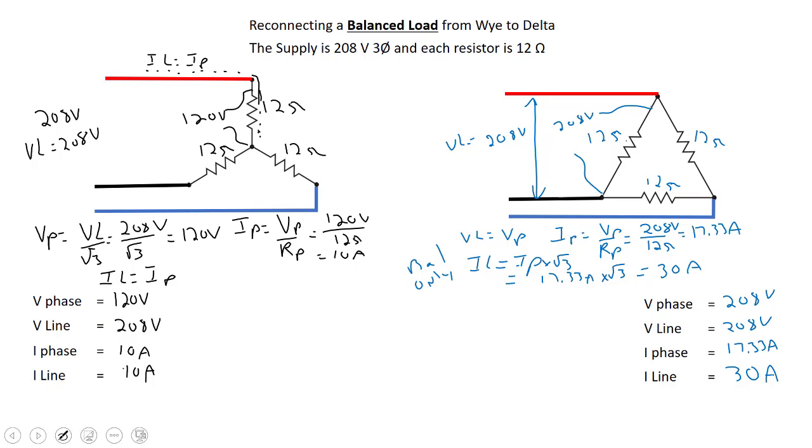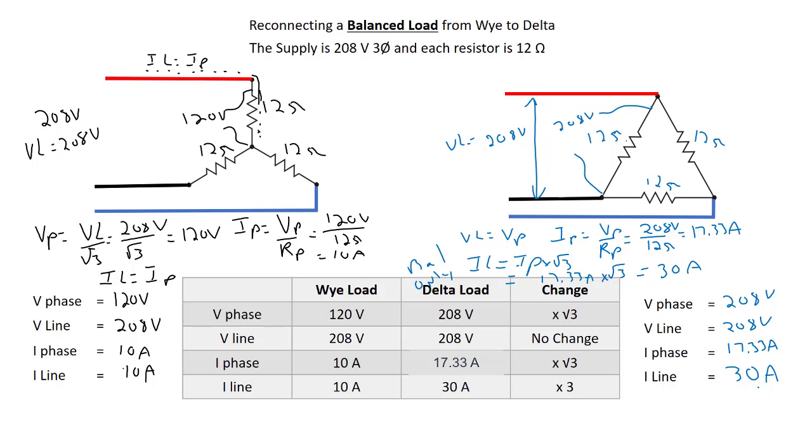Okay, so I'm going to put these all on a chart so we can see them side by side and look at what the difference is. For the phase voltage, the Y load had 120 volts in the phase, but the delta had a 208 volt phase voltage. So we see the difference in phase voltage. It's root 3 higher in delta than it is in Y. The line voltages are the same. That is our supply, so there is no change.